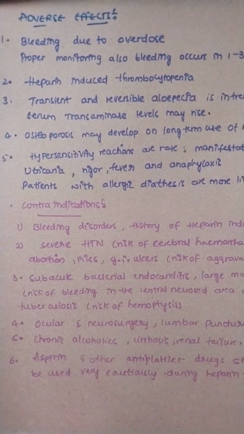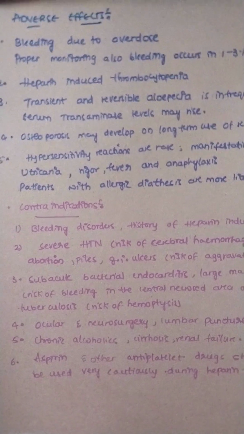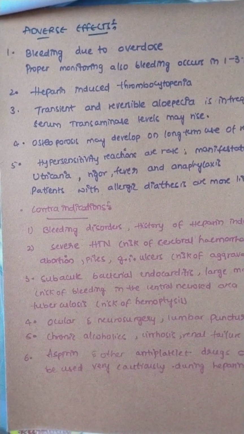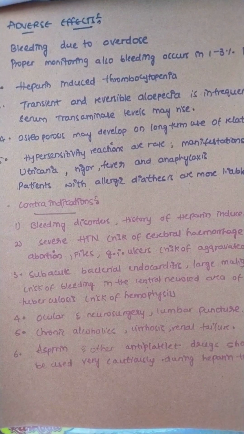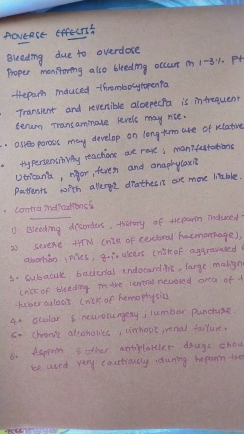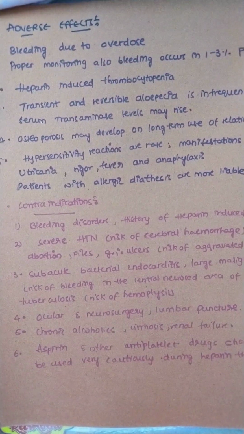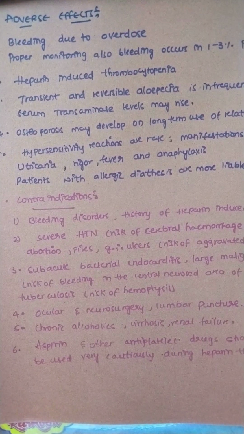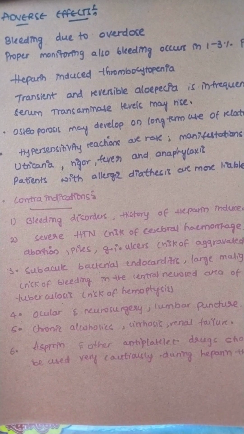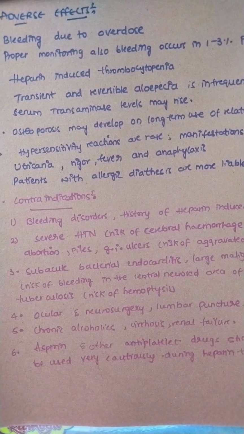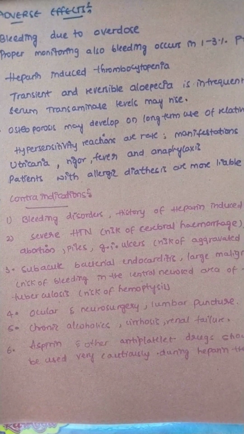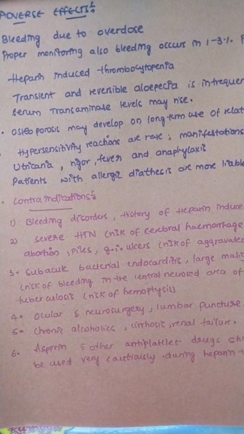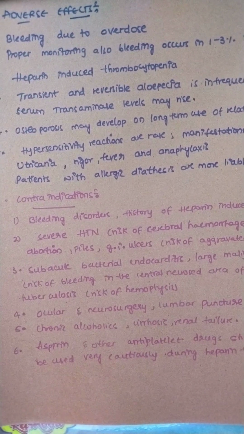Adverse drug effects are, if we give an overdose of heparin, it will inhibit these clotting factors and we will see prolonged bleeding. Even with proper monitoring, overbleeding may occur in 1 to 3% of patients. Sometimes heparin will cause thrombocytopenia, a decrease in the platelet count, and platelet aggregation will occur in high doses of heparin. Transient and reversible alopecia is seen, but it is somewhat rare. Serum transaminase levels will be increasing.